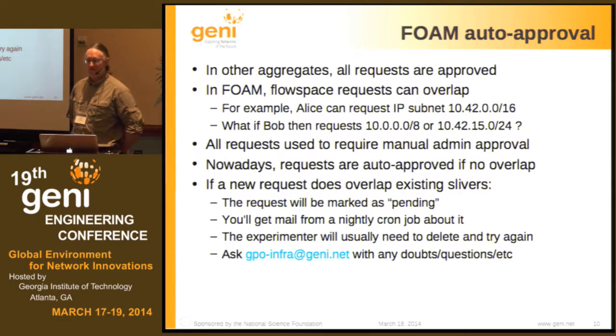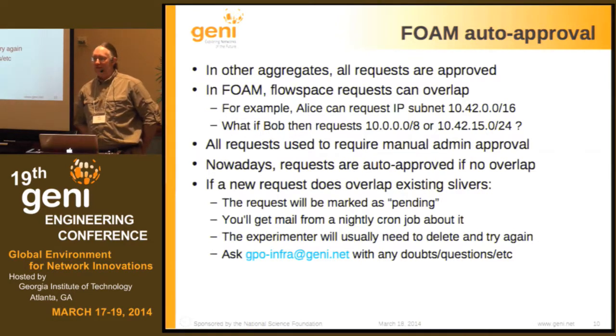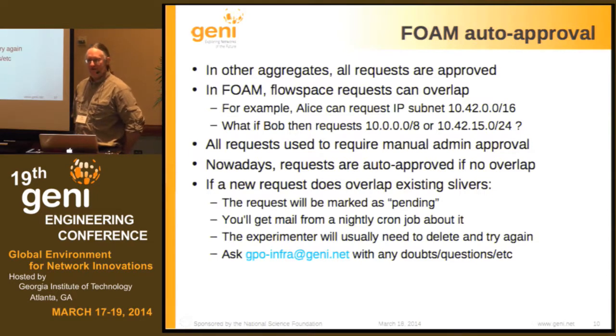That was tedious, unpleasant, and error prone. So nowadays, modern versions of Foam have an analysis engine that looks at the flow space requested, compares it to existing slivers that have existing flow space, and if there isn't any overlap, it gets approved automatically. If there is overlap, then something else happens.